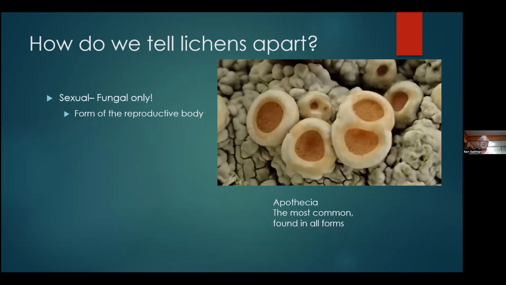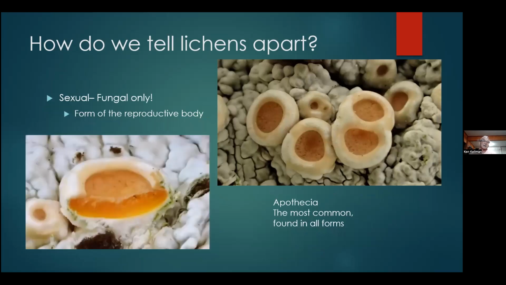With the sexual reproduction, apothecia are very common. They're the most common form. They can be seen in all the fruticose and foliose and crustose forms. And the colors and the shapes of the rim are all important. And when you collect one of these, you have to make thin sections with a razor blade. This takes practice, but with practice you can do a good job.